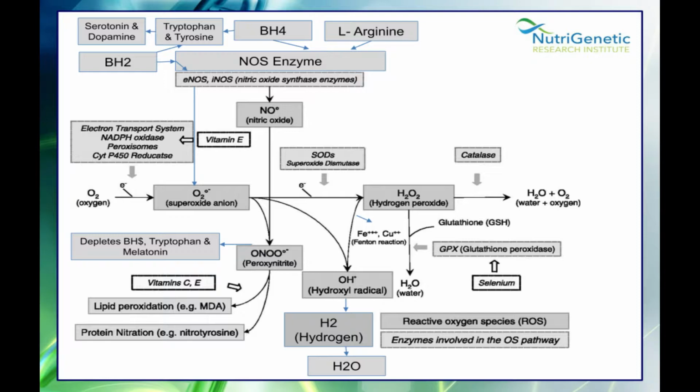So here's a chart that I really like on the NOS uncoupling. This shows you that BH4 there on the top left and the L-arginine are supposed to work together with that NOS enzyme to make nitric oxide. Nitric oxide is very, very beneficial, but there's also some nitric oxide that's not beneficial. So when we have the NOS uncoupling, what's going on is we have the peroxynitrite getting made here. And the peroxynitrite then leads down to lipid peroxidation, protein nitration, and that inflammation just keeps going on and on and on.